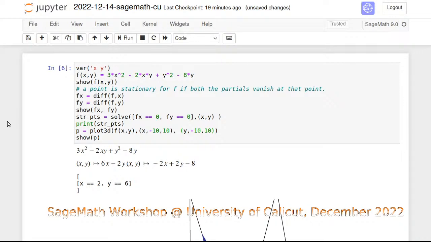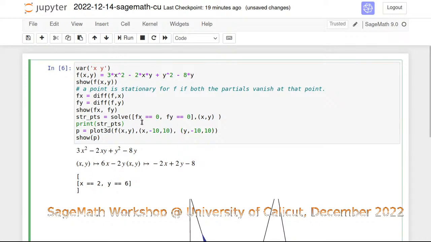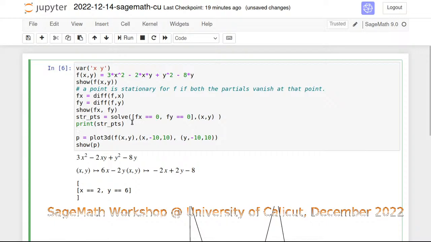Now the point x equal to 2, y equal to 6 can be actually plotted. Here we have already given fxy, and we know that there is only one point. But even if there are more than one point, we can try to get all of them and plot all of them. So we will try to plot those points in a loop.